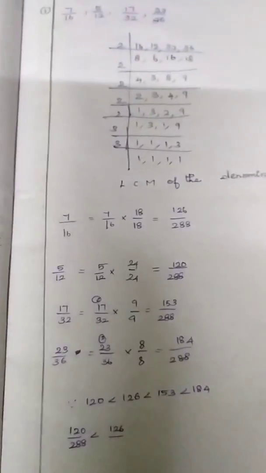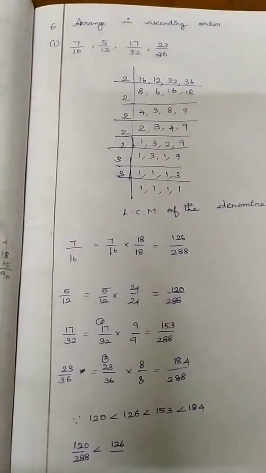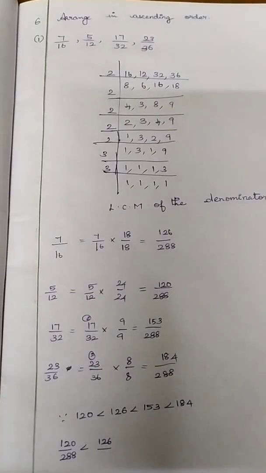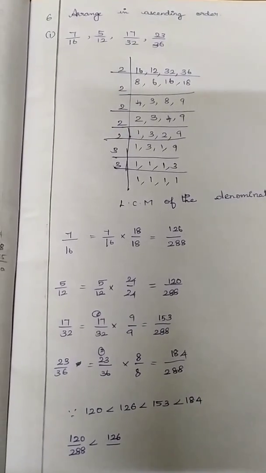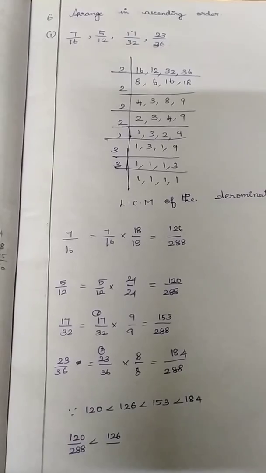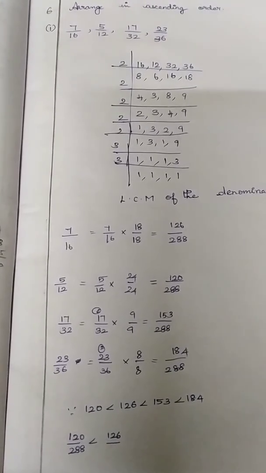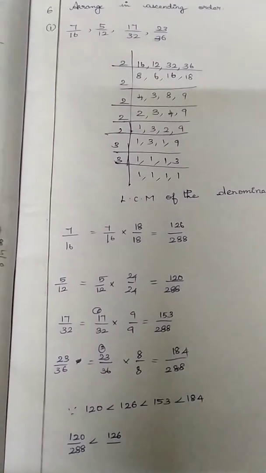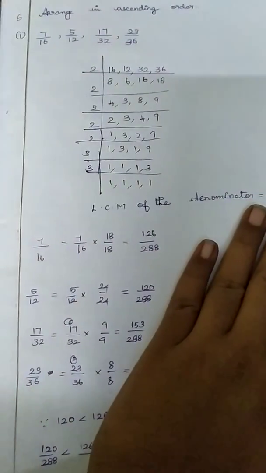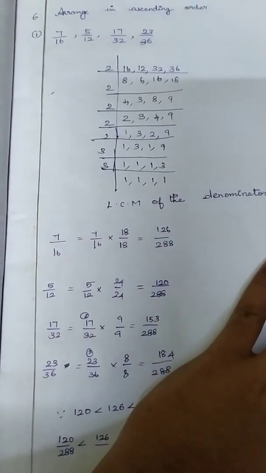And the next problem is the 6th. Arrange in ascending order. Ascending order means arranging the numbers from smaller number to bigger number. You have only 3 subdivisions in this question. I have solved one, the remaining 2 you are going to solve. 7 by 16, 5 by 12, 17 by 32, 23 by 36.